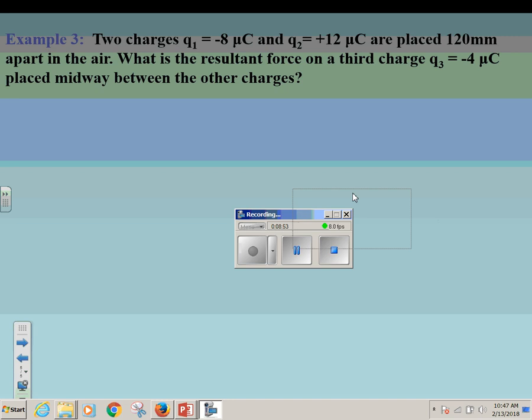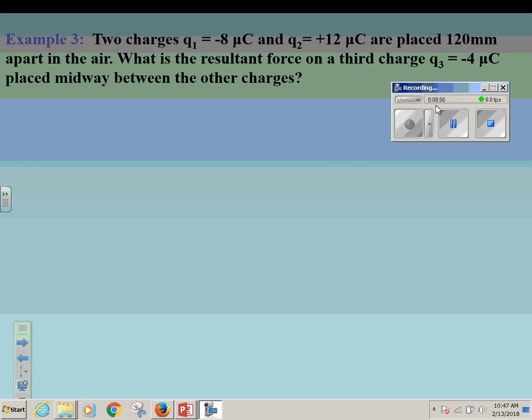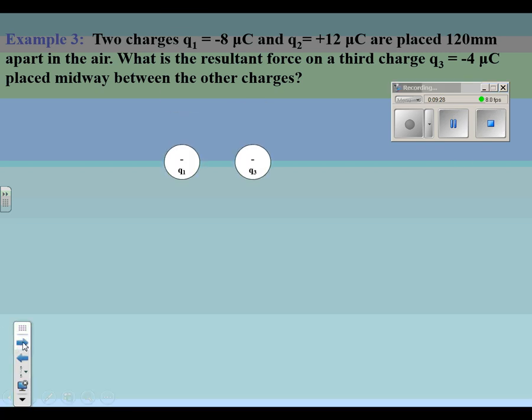All right, one more. So if the two charges are, Q1 is negative 8 microcoulombs, and Q2 is 12 microcoulombs, and they are placed 12 millimeters apart in the air, what is the resultant force on the third charge, which is Q3, which is a negative 4 microcoulombs, placed midway between the other two? This is where you have to think about the fact that we're going to line them up like this, and we're going to have a negative and a positive on the end.